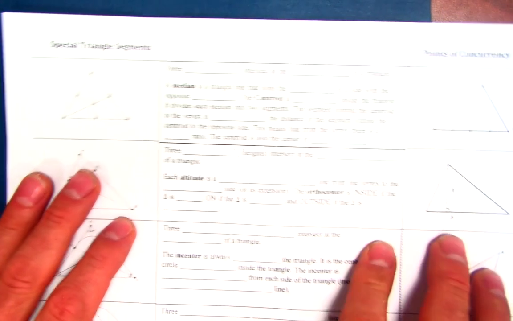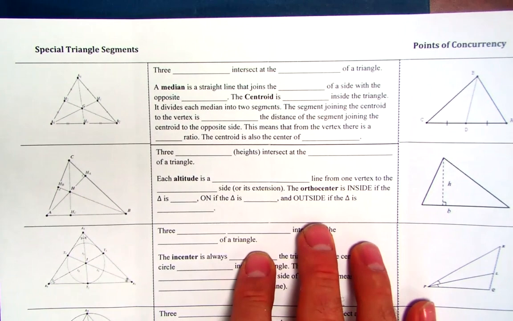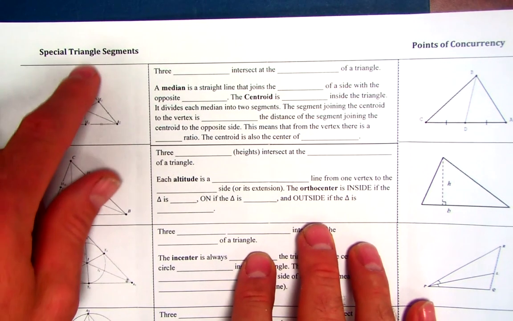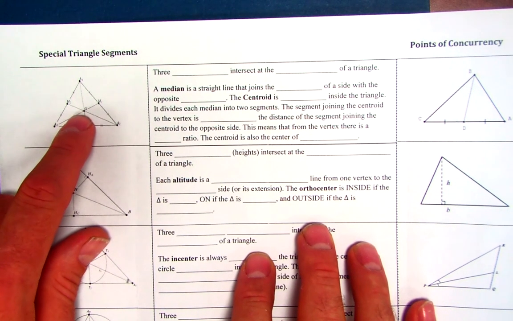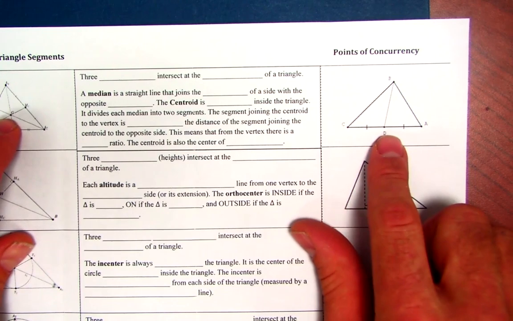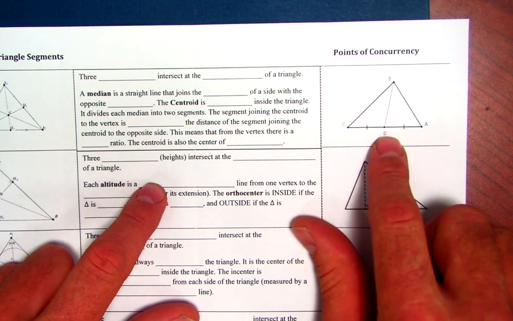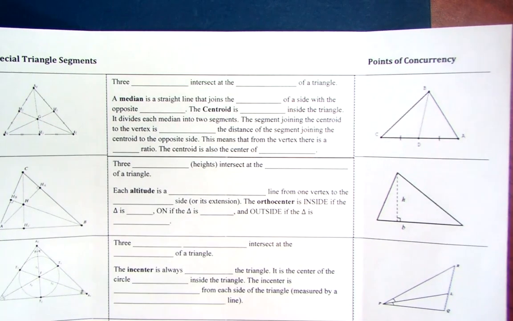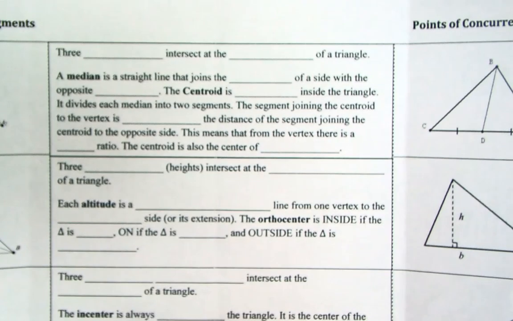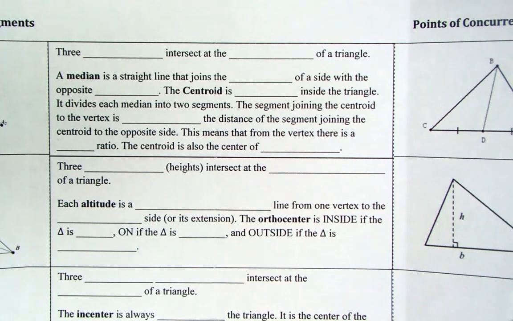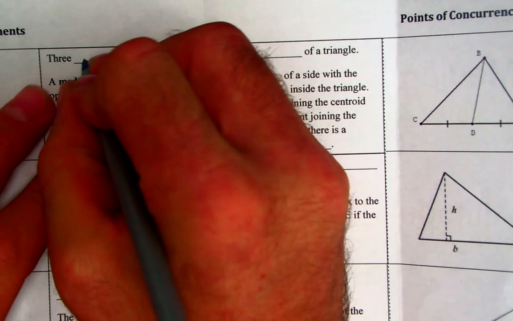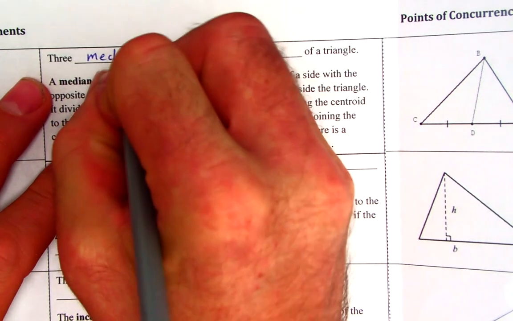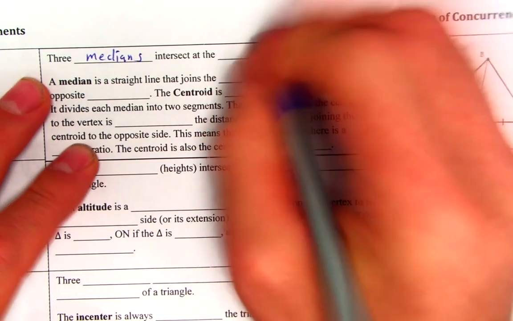So we open this up, and what we have on the left side is all 3 segments meeting at the center, and on the right side, we have a picture of just what the segment looks like by itself, so just one of them. So for this first one, we are going to talk about the centroid as being the intersection of the medians. So 3 medians intersect at the centroid.